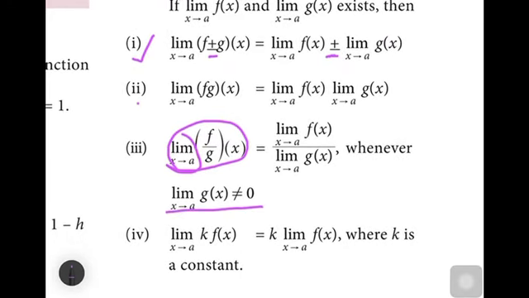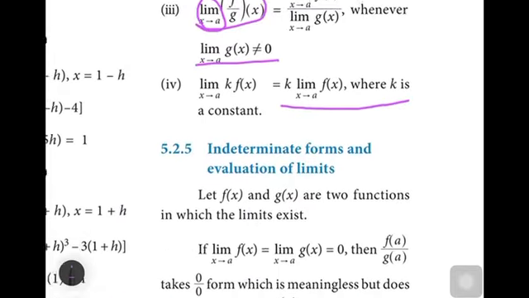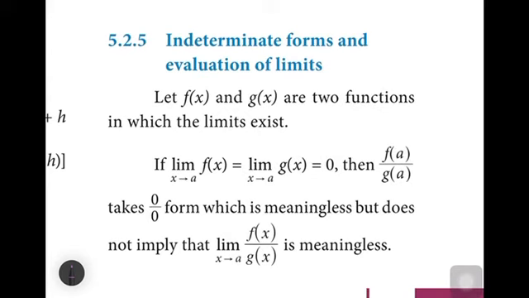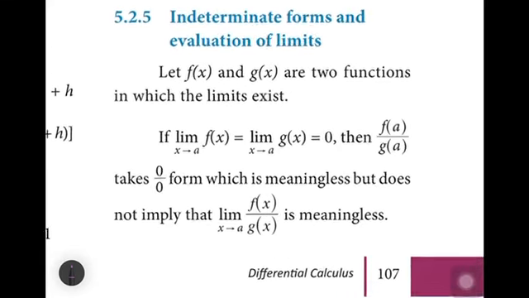If you multiply the function with the constant k, then the limit will be multiplied with k also, where k is a constant. And indeterminate forms, it is very important. So, f of x and g of x are two functions.